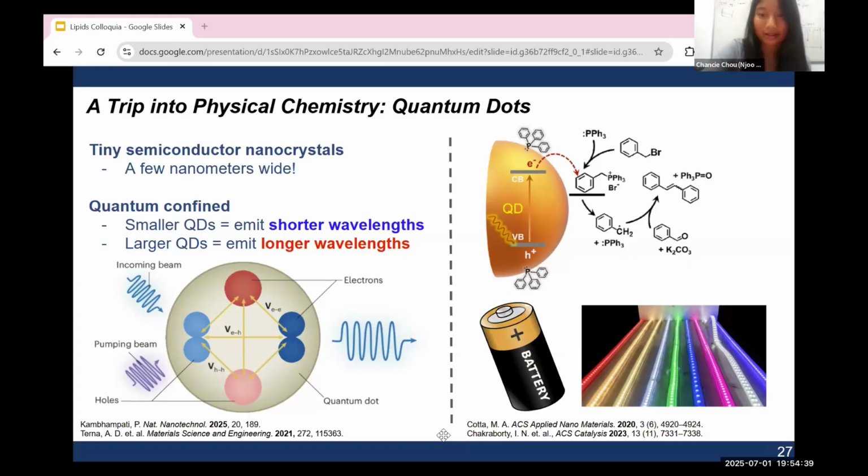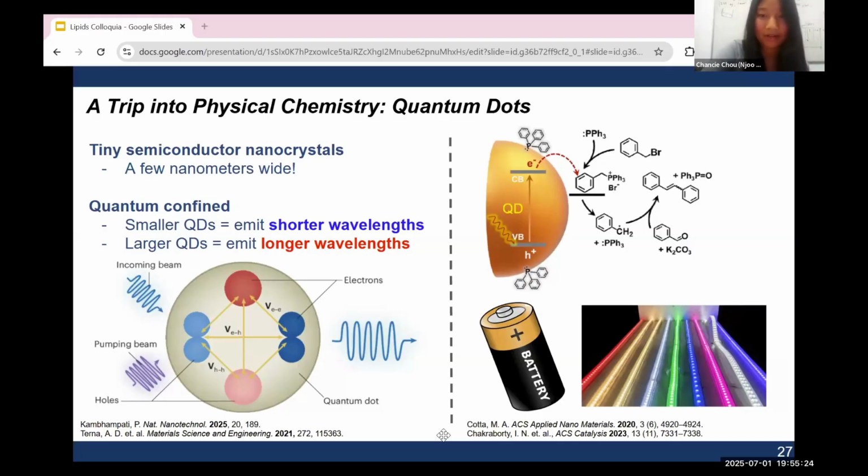So they are able to create all these different lights due to their quantum confinement. Basically, this means that smaller quantum dots emit shorter wavelengths, while larger quantum dots emit longer wavelengths. The image on the bottom left shows how quantum dots absorb and emit light using incoming and pumping beams. So the main circle that you see is the quantum dot, which represents the small nanocrystal that traps all of these beams. The blue beam is the incoming beam. That represents a photon or light wave that hits the quantum dot, and it excites an electron from the valence band to the conduction band.